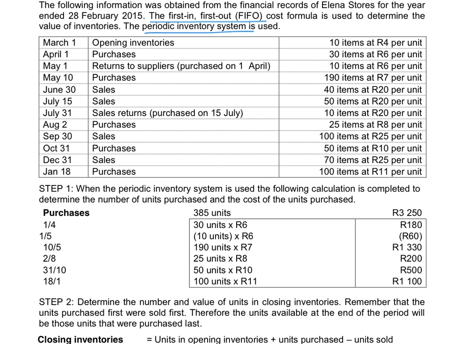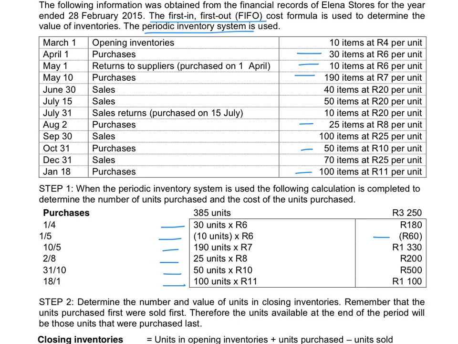The first one is 30 units at 180 Rand. Then there were returns of 10 units, so we reduced the number of units and we reduced our purchase price. Then 190 units were purchased at 7 Rand each, and we record the total expense. And 25 units were purchased at 8 Rand. 50 items were purchased at 10 Rand, and 100 items were purchased at 11 Rand.